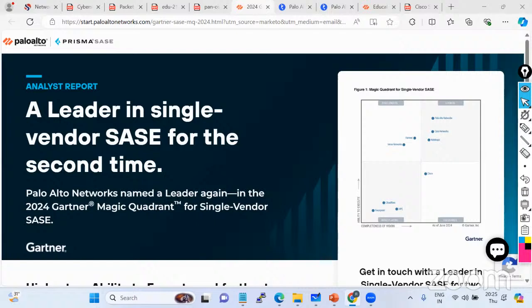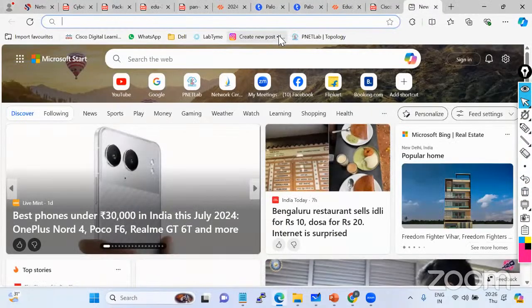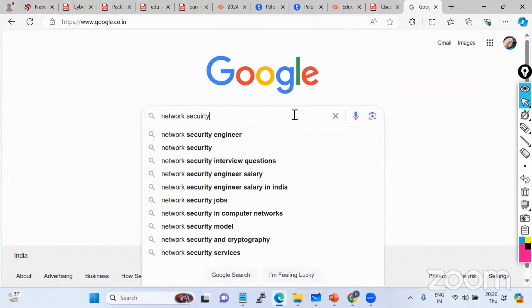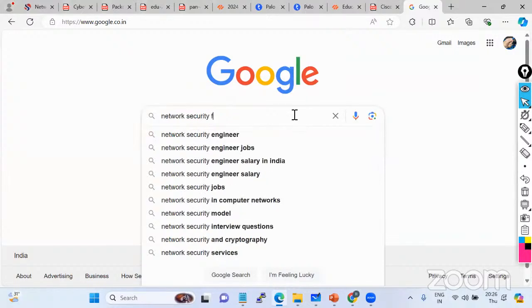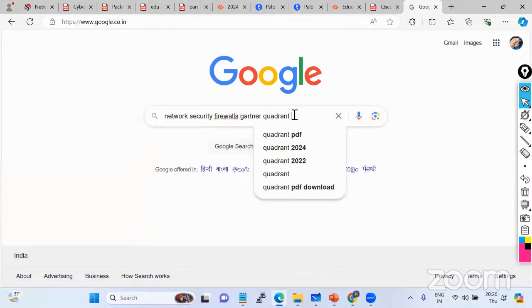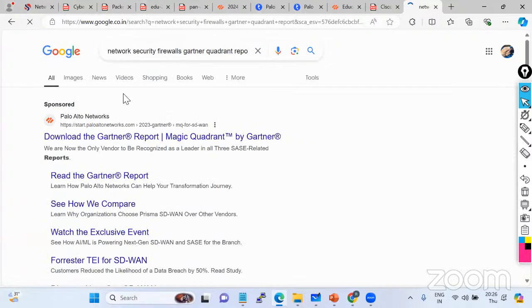Now you can see SASE is the Secure Access Service Edge. That is a key concept, an advanced feature. A recent survey has been done by Gartner Magic Quadrant, and you can see Palo Alto is leading in the market. That was for cloud security solutions. Similarly, if you go for network security, let me search in Google: network security firewall report. So this is for the firewalls.